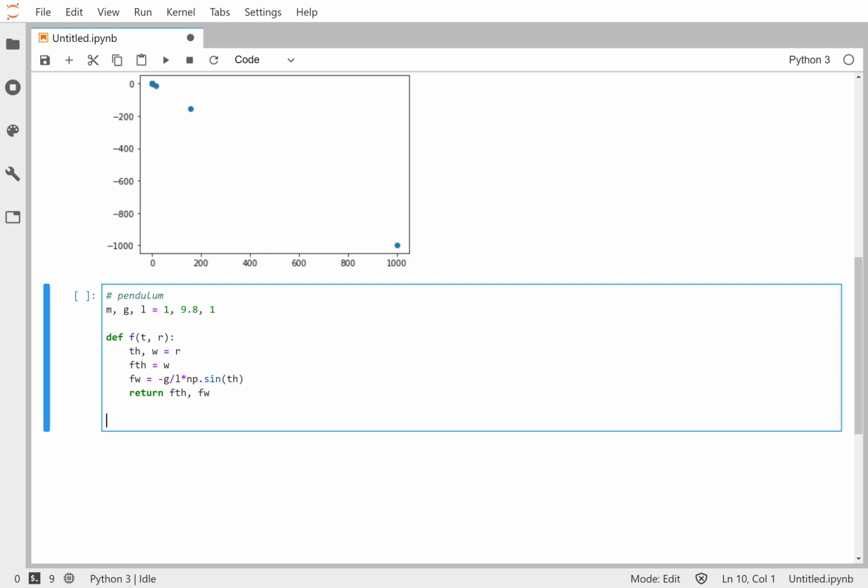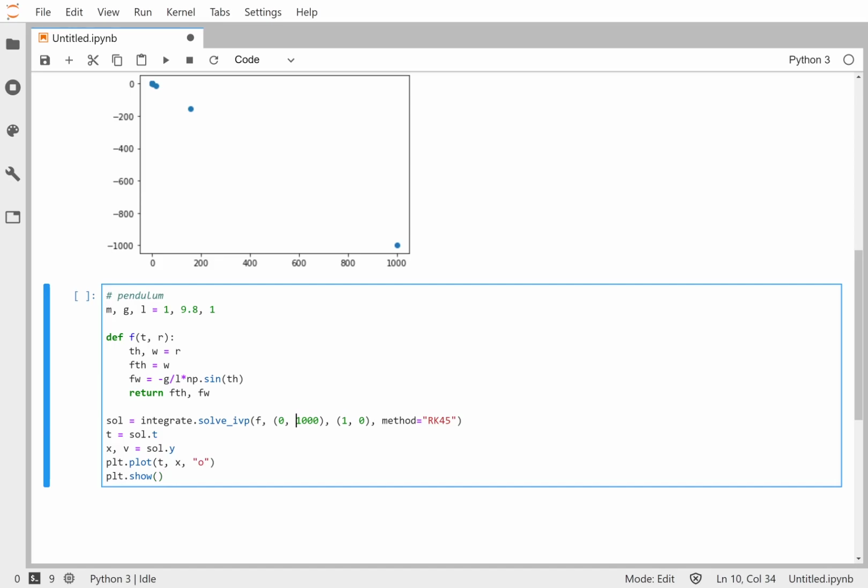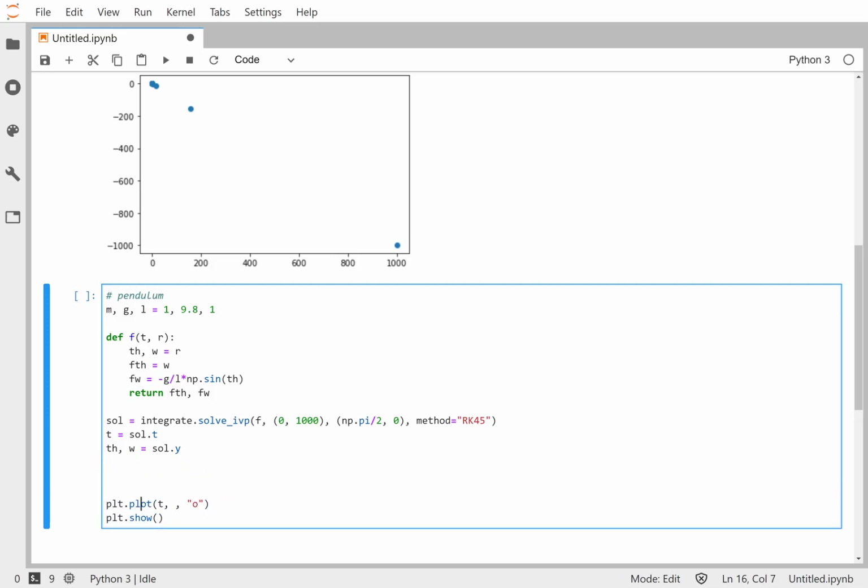Okay, and then we want our solution code. I mean, we can sort of copy and paste that from above. We're going to adjust some values here, though. 0 to 1,000, fine. We'll start at pi on 2, so we'll pull this back at a 90-degree angle. We'll start with 0 angular velocity. We'll let RK45 stay our method here for now. We'll get our t. We called our variables theta and omega, so we might as well use those names here. And then we can plot, well, I don't want to plot theta as a function of time. What I want to plot is the energy as a function of time.